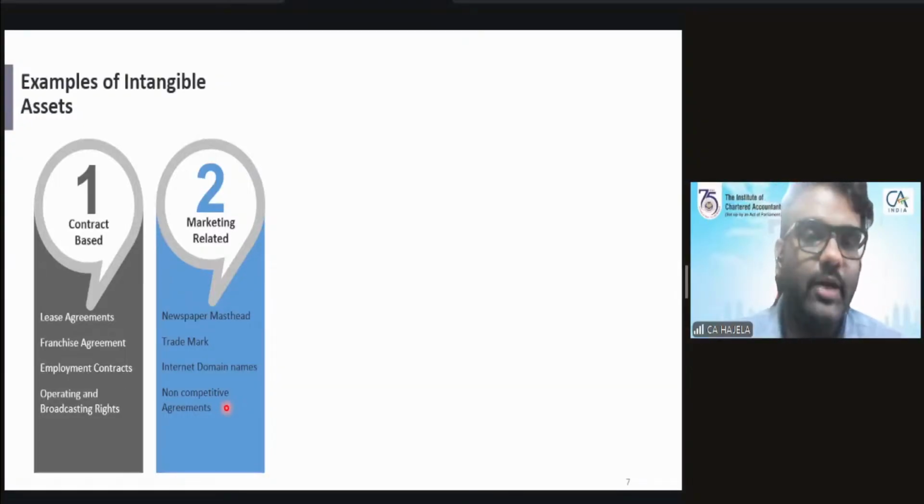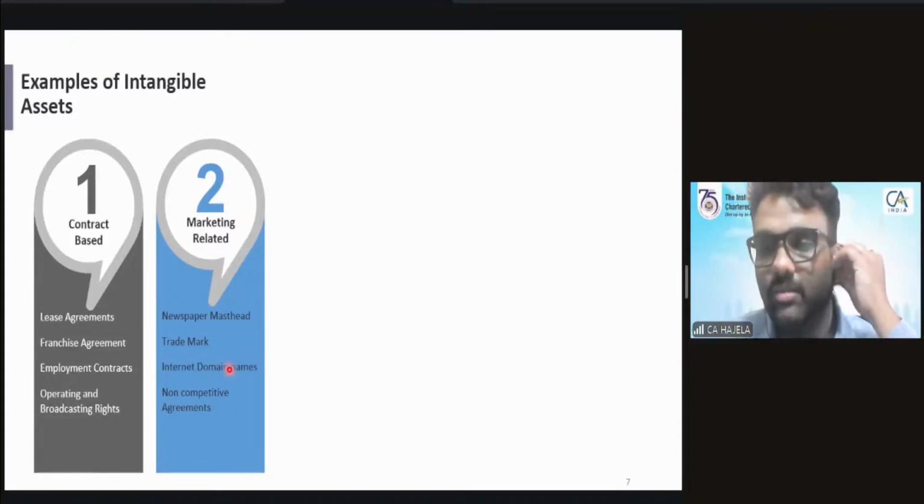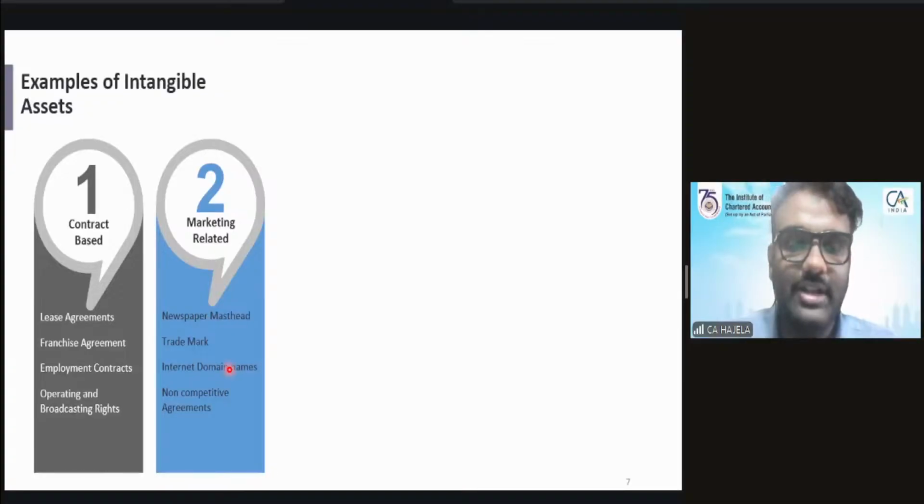For instance, if I want to start a cold drink named Coca-Cola, I can't do that because there's a trademark taken for that brand of Coca-Cola, right? It's an intangible asset. It has a goodwill of its own. No one can start doing it on their own. Similarly, internet domain names. I can't buy google.com, right? Because it's an internet domain name that Google only possesses, and now it is an asset for them.